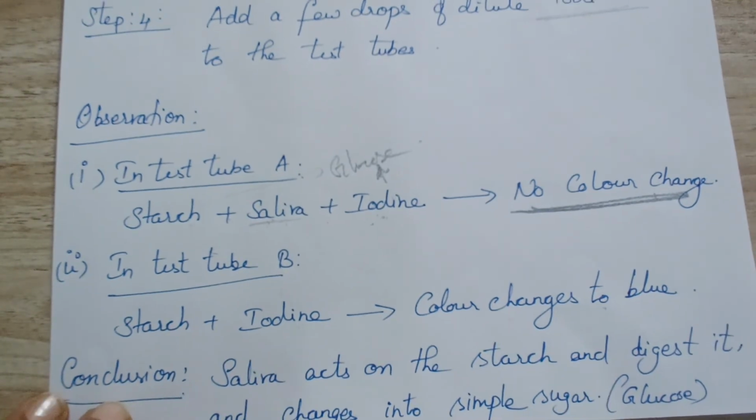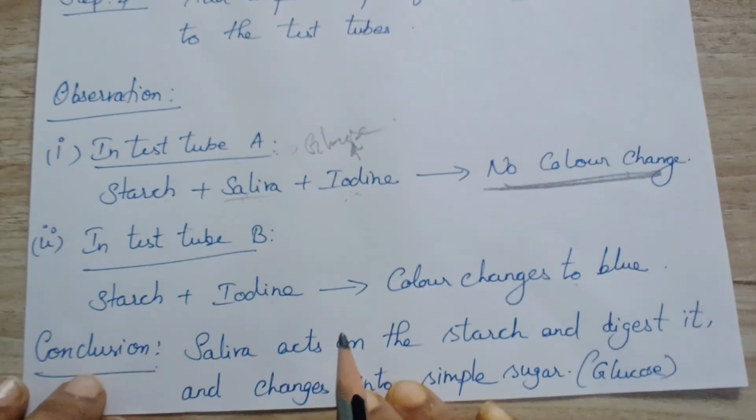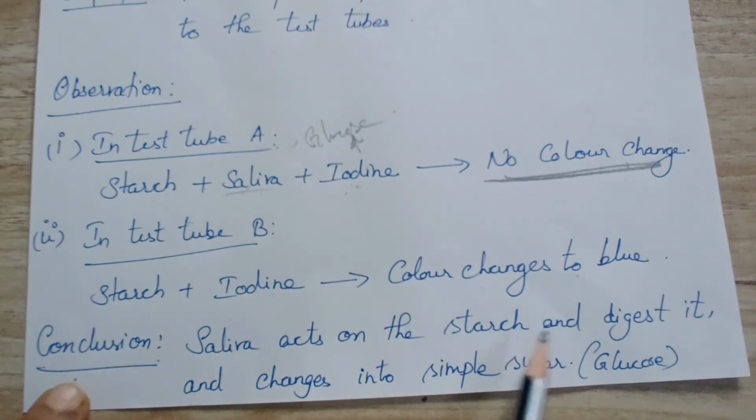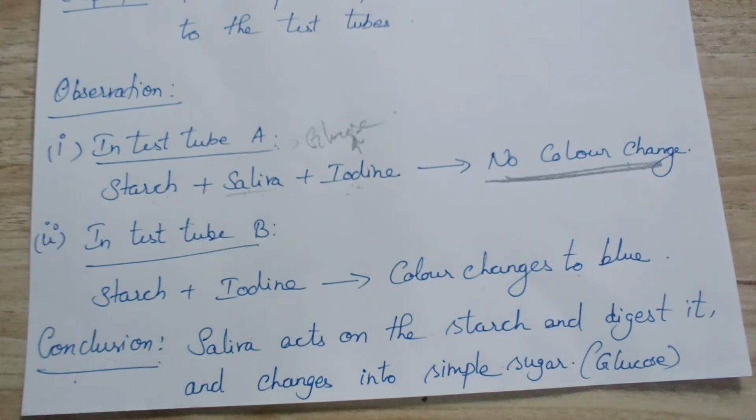Okay, so what is the conclusion from this activity? That saliva acts on the starch and digests it and changes it into a simple sugar called glucose. That's it. Okay, so you know that digestion starts in the mouth itself, where the enzyme salivary amylase digests or breaks down the starch into a simple sugar called glucose.